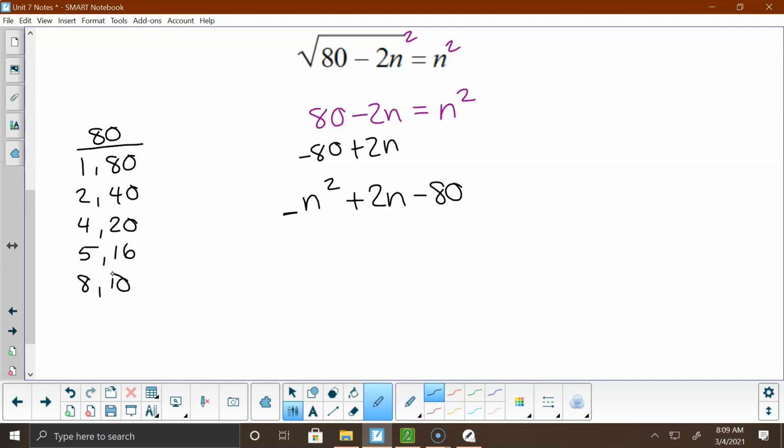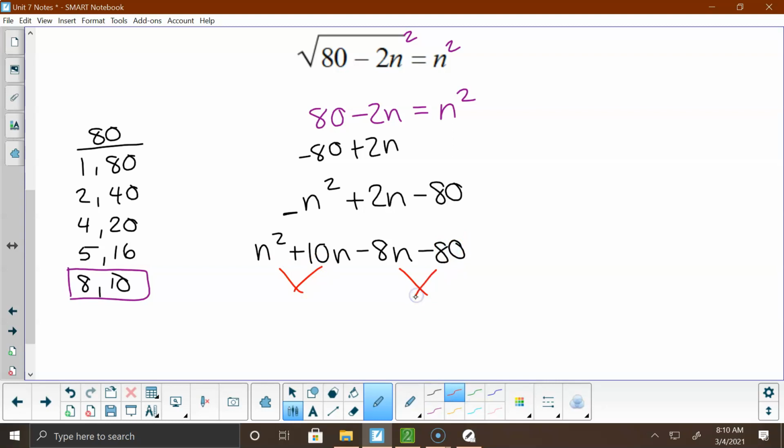And remember, I'm always looking for when I'm going to get 2. Alright, I'm looking for that middle term. So for me to get a positive 2, it's going to be 10 minus 8. So I've got n squared plus 10n minus 8n minus 80. Factor out n here, factor out negative 8 here. So my final answer is n minus 8.